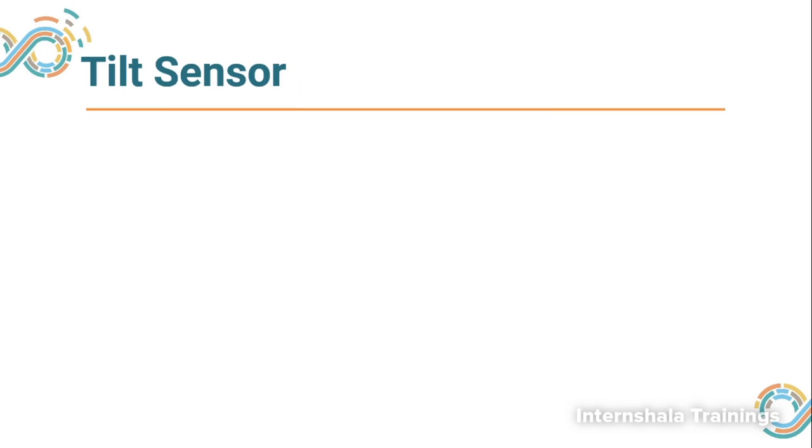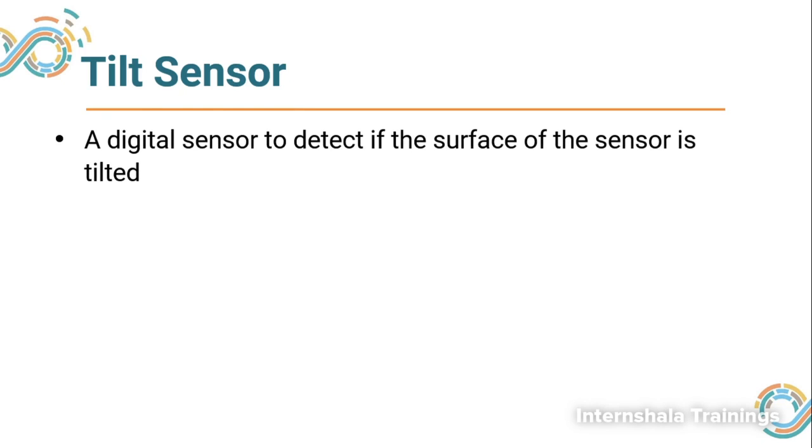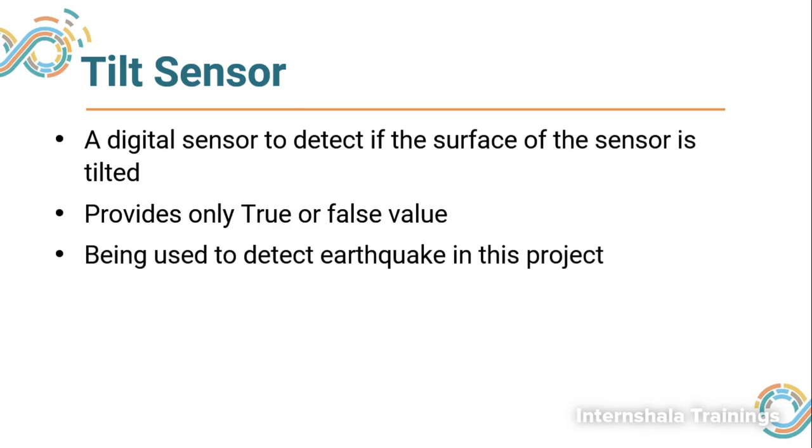Here we have a new sensor called the tilt sensor. The other three we had already studied. So what is this tilt sensor? It's a digital sensor to detect if the surface of the sensor is tilted or not. That means it is perfectly horizontal, or it has been tilted towards the vertical level or not. It will give you a true or false value and it will be used to detect earthquake in this project. It is not a sensor to detect the earthquake, but we are just going to use it in a way.